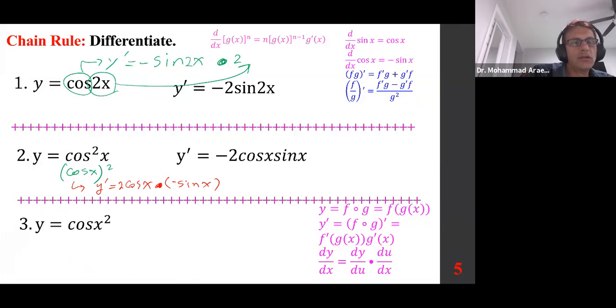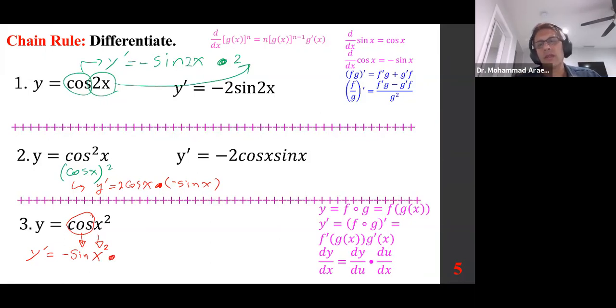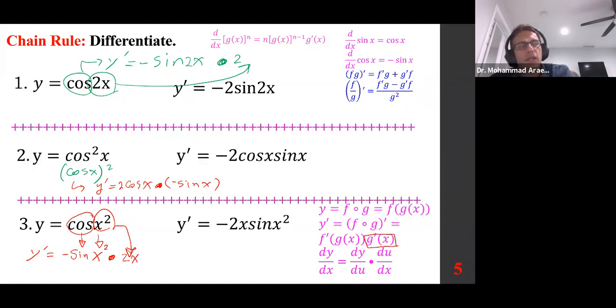The next one, again, you're looking at cosine. So y prime gives you what? Negative sine. Negative sine of what? Whatever the argument is, you write it. Now, by the chain rule, we need g prime of x. x squared gives you 2x. And you put everything together in a proper manner, and you're done. This is the chain rule class.